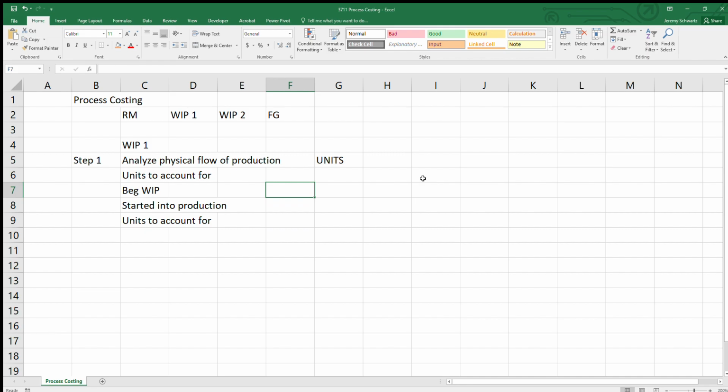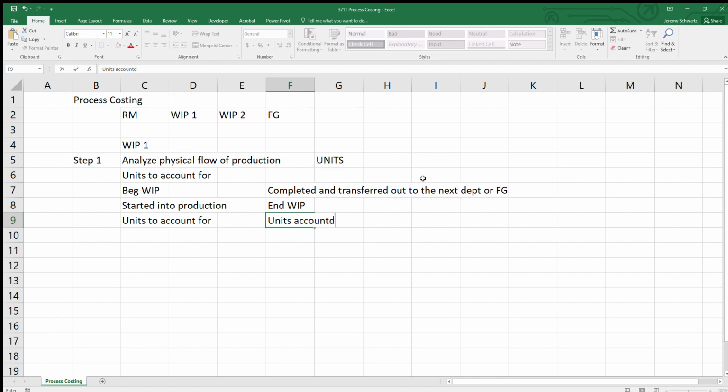When we look at our units accounted for, similarly, we have our ending work in process that we had contemplated before. And now we're going to have units that are completed and transferred out to the next department, or finished goods in the case of the final department. And so then this would be our units accounted for.